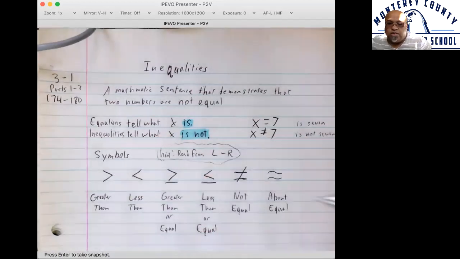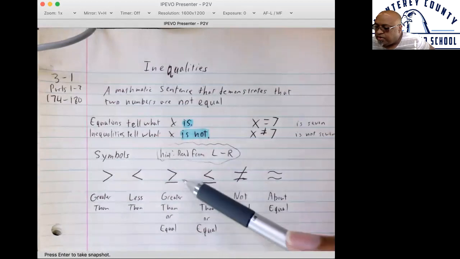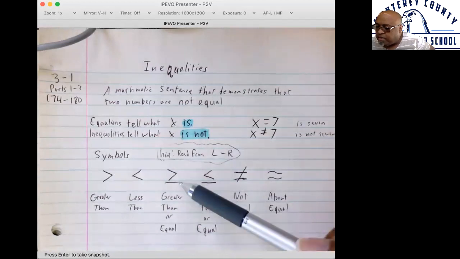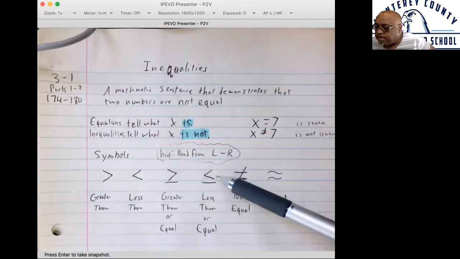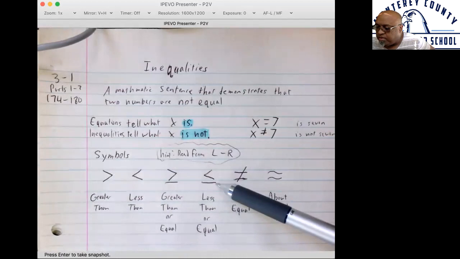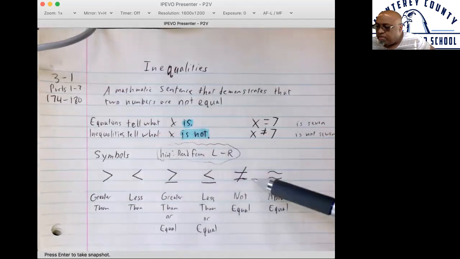Okay, let's continue with the symbols. The next one is called greater than or equal to. So you have the bottom half of an equal sign, and on the top half you have the greater than sign. The next one is less than or equal to. Same thing, you have a less than sign on top and the bottom half of an equal sign on bottom. The fifth one is the not equal sign. Basically just write an equal sign and put a diagonal slash through it. And the last one is about equal, which is sort of like a curvy equal sign.